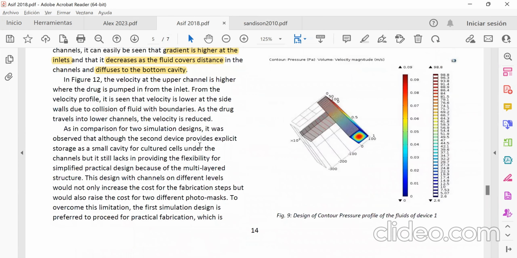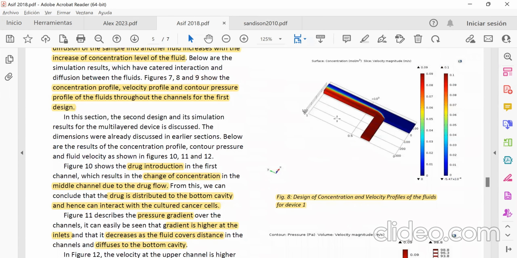And I will explain here the design. This graphic shows the concentration and velocity profiles of the fluid for device one. As I mentioned before, here were the cancer cells. And as you can see here, there is a high concentration of the drug, and here there is the interaction of the drug with the cells.